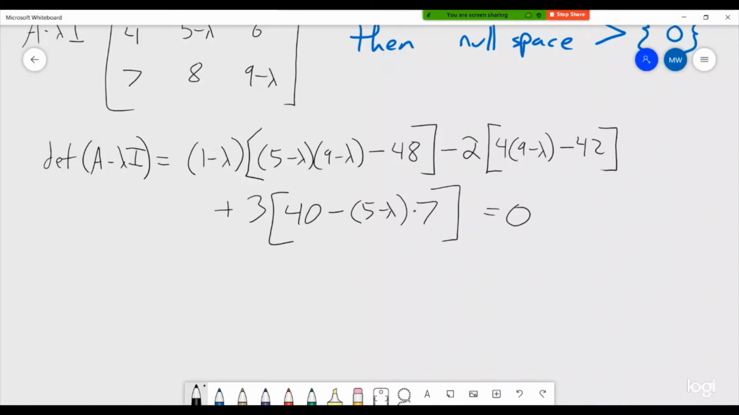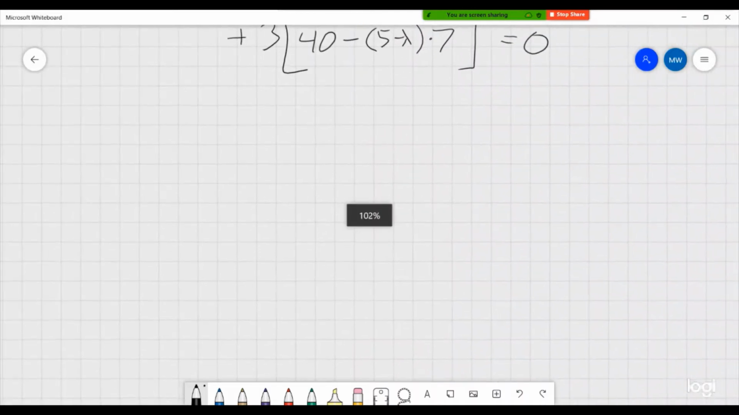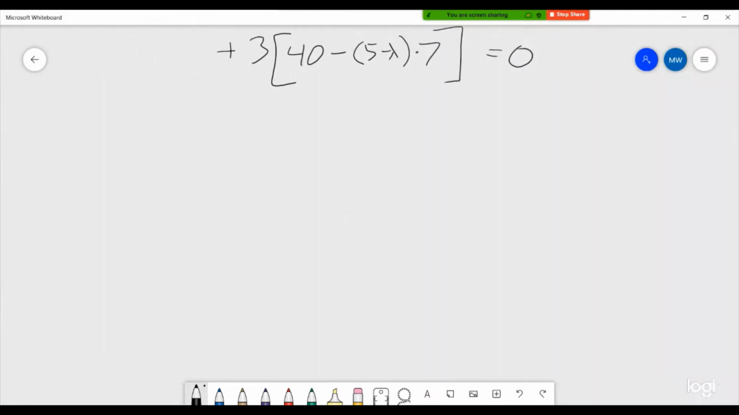Now, this one looks like it's going to be a bit nasty, so I'm going to switch to a different matrix A just to make the process a little bit easier and more straightforward. So here we are going to say that A is going to be the matrix 1, 2, 3, 0, 1, 2, and 1, 3, 5.